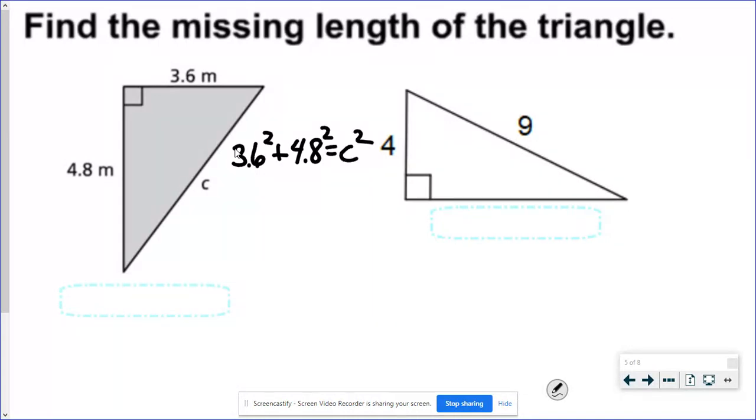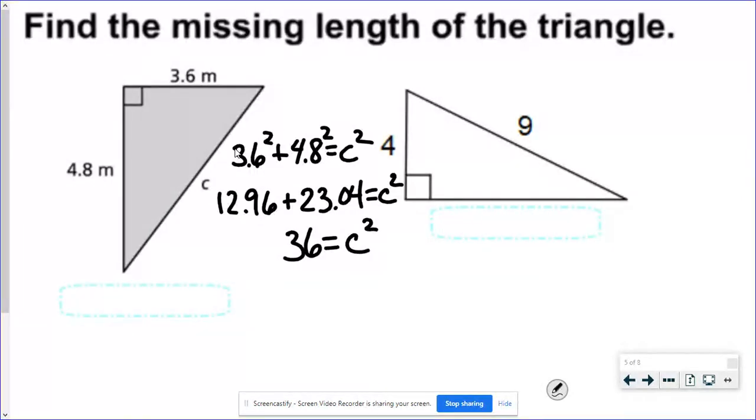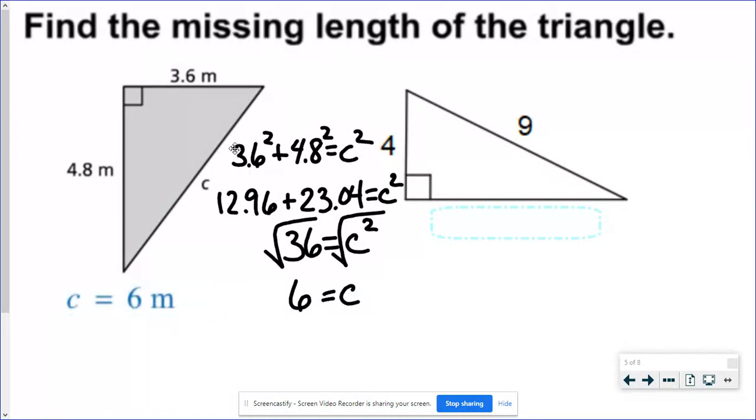3.6 squared is 12.96. 4.8 squared is 23.04. And then I would add those two together, which gives me exactly 36. And then I would take the square root of each side. So my c is going to be equal to 6 meters. So those are lengths.